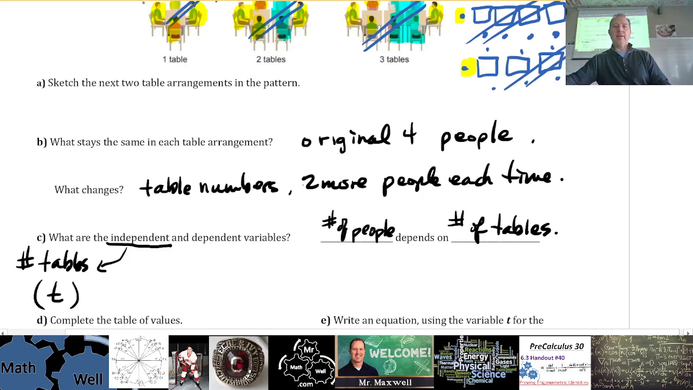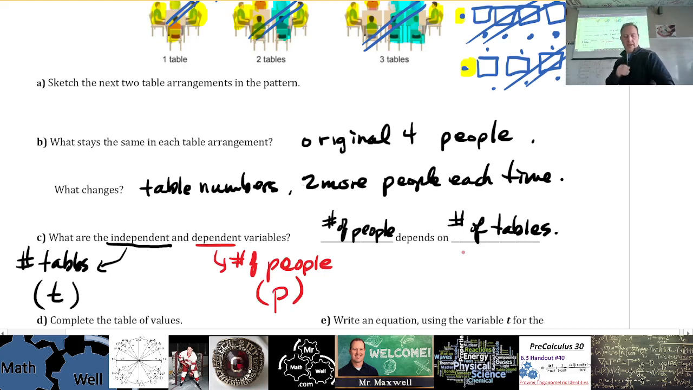The dependent variable is going to be the number of people. Or let's just make that p, I guess. And lowercase p, doesn't really matter. Okay, was there confusion over there? Can I clarify anything? You got it? Yeah. Okay, good.